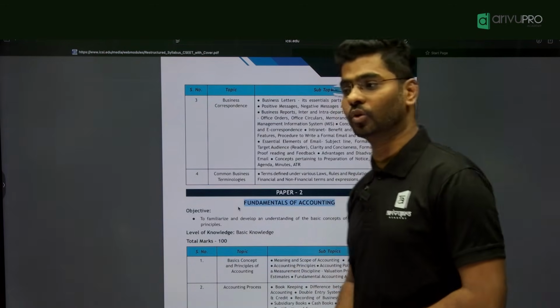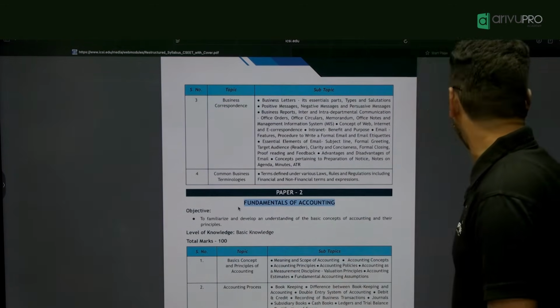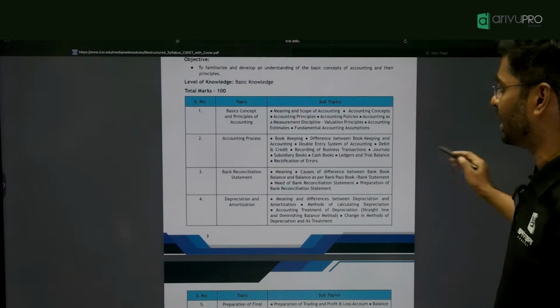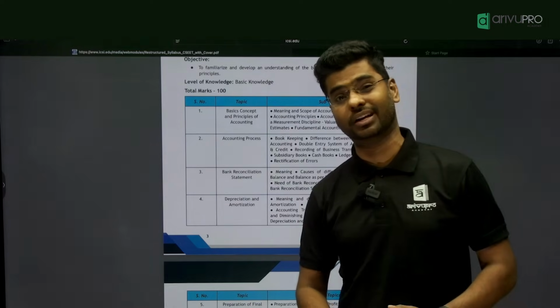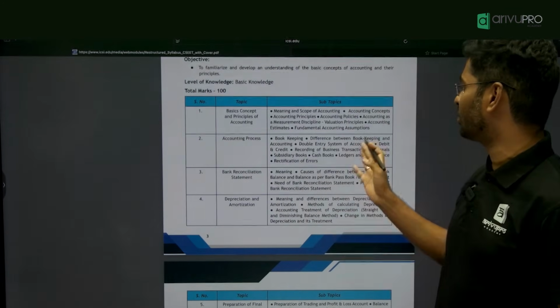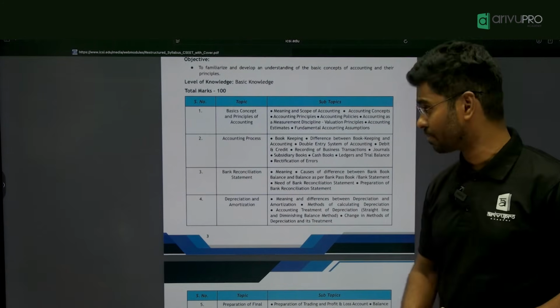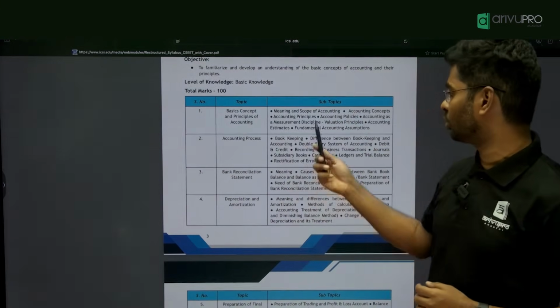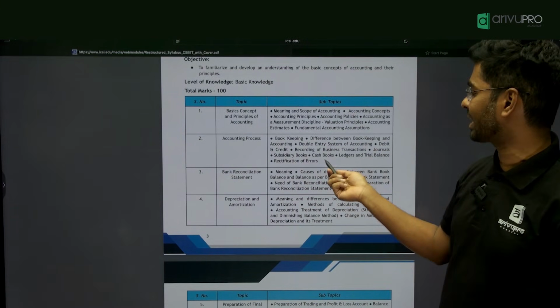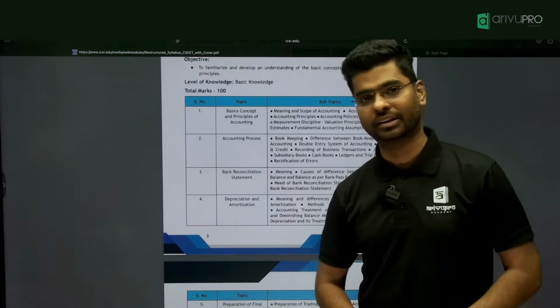Now let's try to look into it from a chapter point of view. The first chapter has got to do with your basic concepts of accounting. This is a pure theory chapter where you will be learning about your definitions, your valuation principles, your accounting assumptions. Now the second chapter is where your accounting starts. You're going to be learning about your bookkeeping, your double entry system, cash book, ledger and rectification of errors.